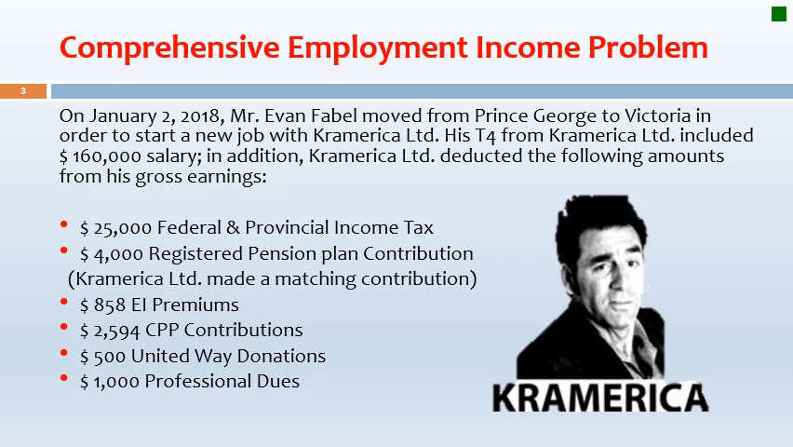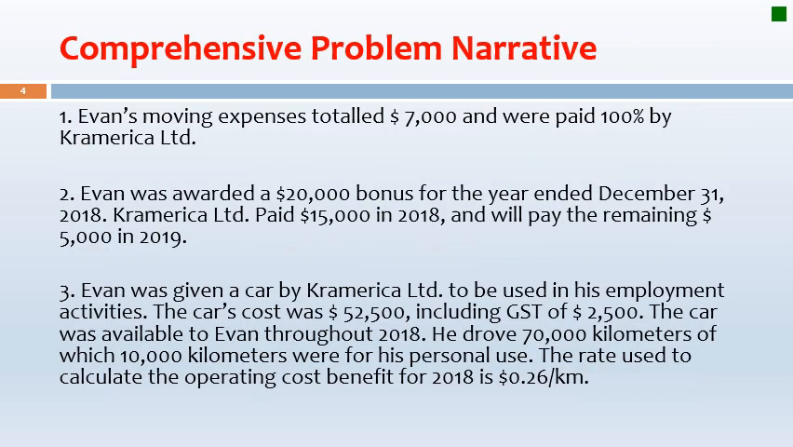In addition, Cramerica has made a bunch of deductions from the gross earnings. So we've got some provincial income tax, some registered pension plan contributions, EI, CPP contributions, some donations to the United Way, and $1,000 in professional fees. These are some fairly common deductions that you'd see taken at the source by the employer. As we continue through the narrative, we see that Evan has some moving expenses that were reimbursed by the employer. We see he got a $20,000 bonus in the year, of which some of it was paid out. And we see that he got to use a company car that was provided by his employer. Nice.